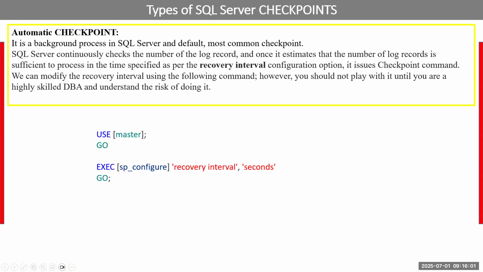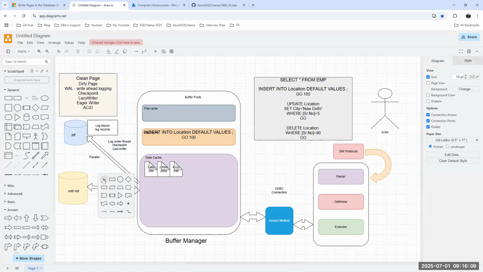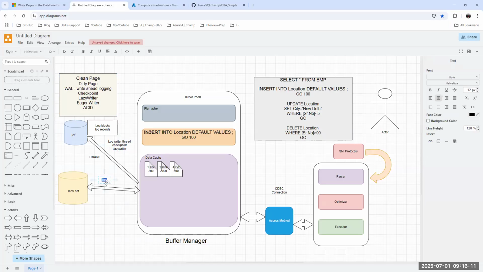Because whenever automatic checkpoint triggers, it will move the data from the buffer to the MDF file. Who is moving it? Checkpoint. Checkpoint is moving the data from buffer to disk. Disk is nothing but the database, the MDF files.